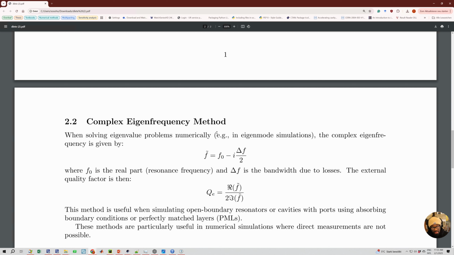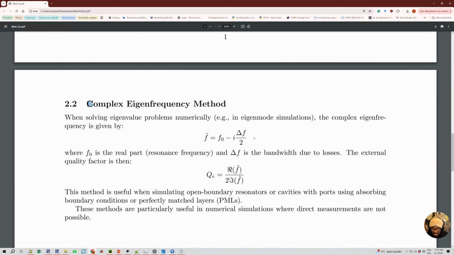and I can't remember when it was introduced, but I think from 2020 it was already there, but under a different name. This method can be used when you select the lossy eigenmode solver in CST Studio. Basically the external quality factor is calculated from the ratio of the real part of the frequency to 2 times the imaginary part of the frequency.